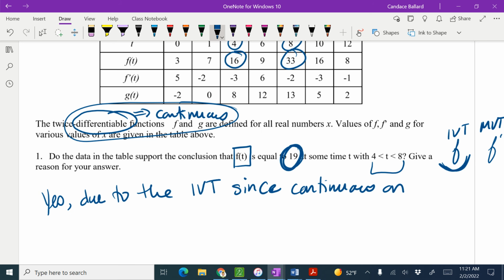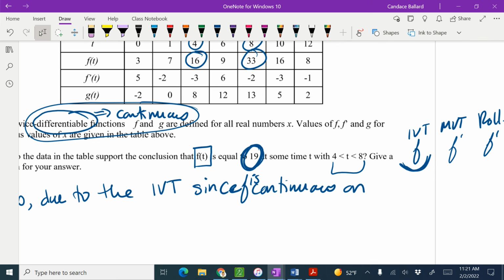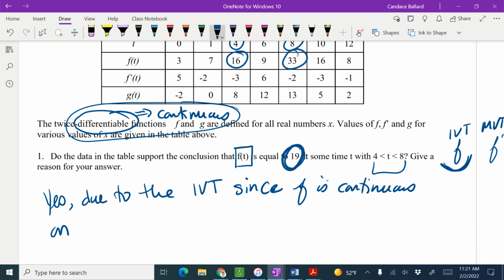Yes, thank you. Since f is continuous. F is continuous. Thank you for helping me make the sentence right. That probably just needs more speed. Let me just redo that. Since f is continuous. All right, then we got to state the interval on. What's my interval?